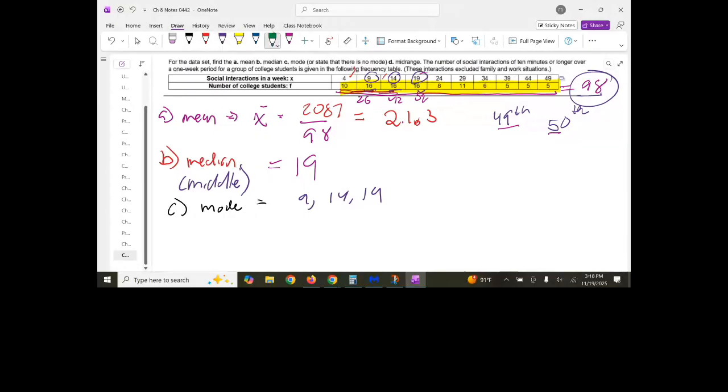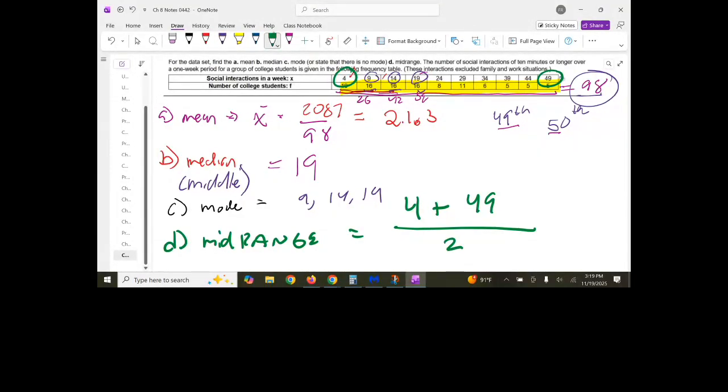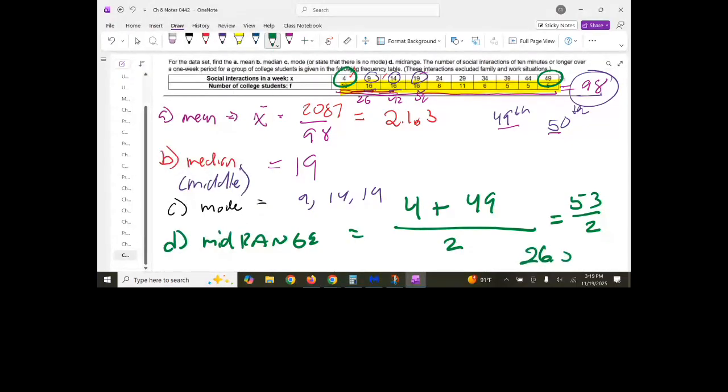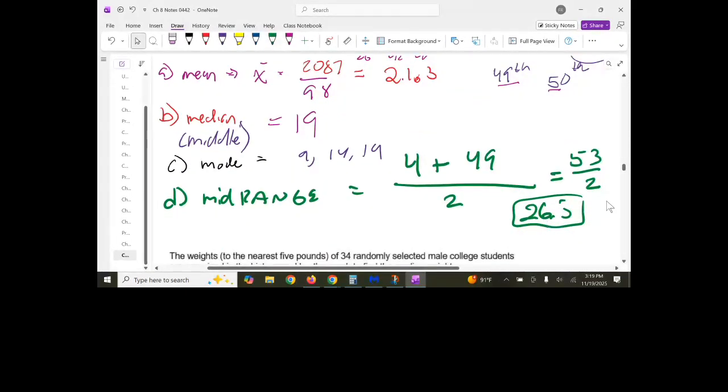Okay. And then part D says, what is the mid-range? Y'all remember the mid-range is going to be the smallest number plus the biggest number divided by 2. The smallest number, 4. The biggest number, 49. Let's add them together and divide by 2. That's 53 divided by 2. Let me see. 53. Let's divide that by 2. 26.5. And that right there, my friends, would be my mid-range. Okay.